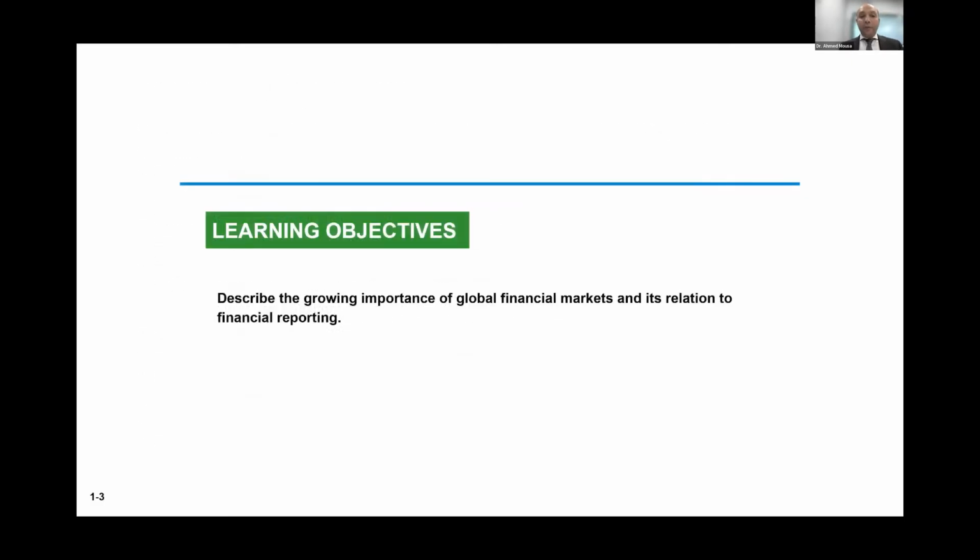So the first learning objective that we need to learn today is to describe the growing importance of global financial markets and its relation to financial reporting. What is financial reporting? So this expression is called financial reporting.